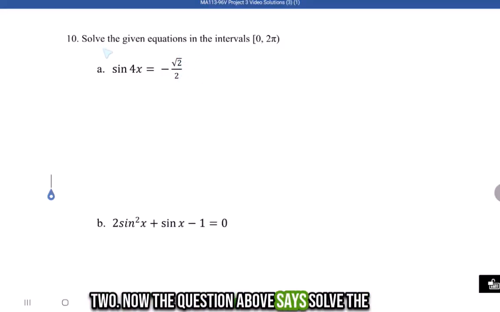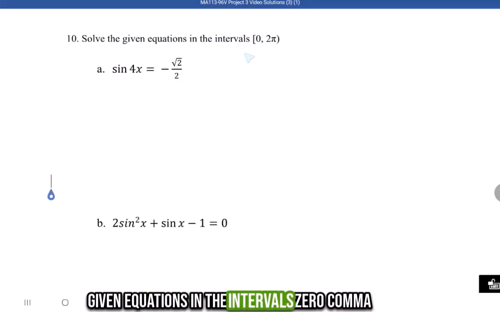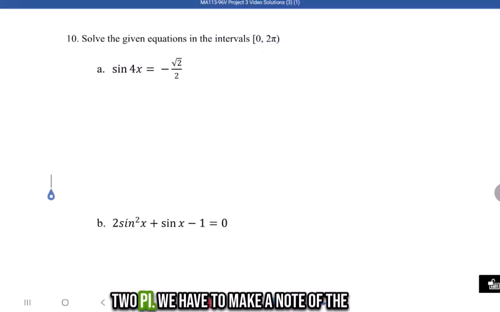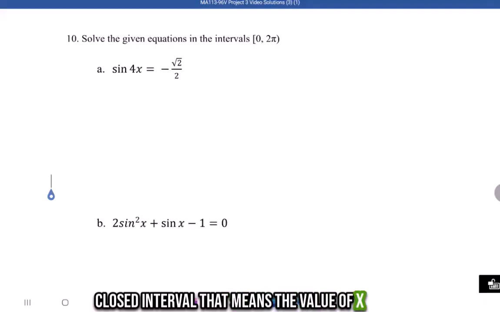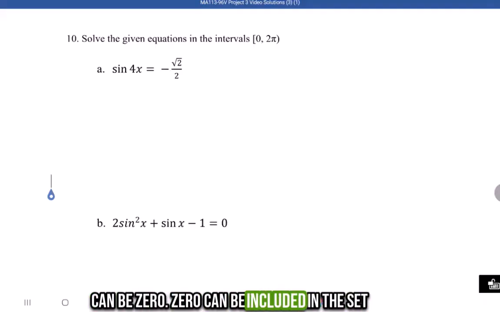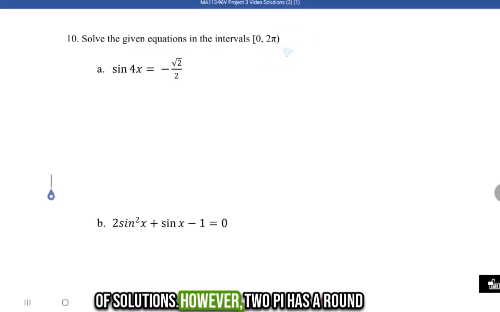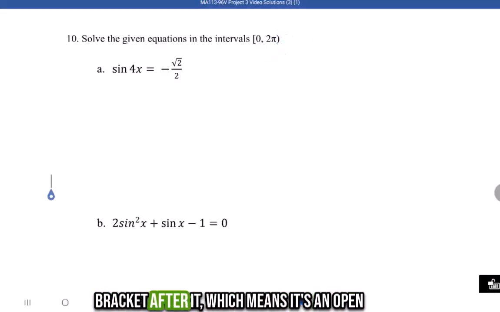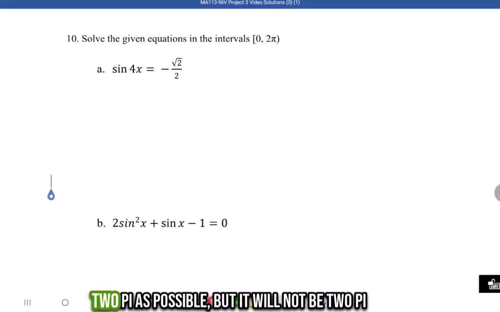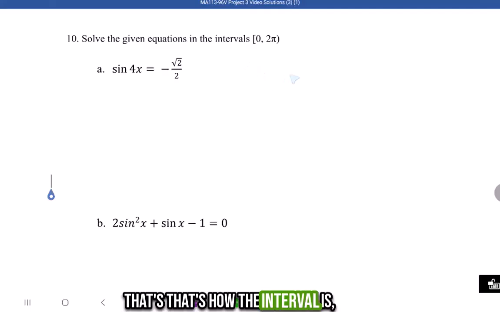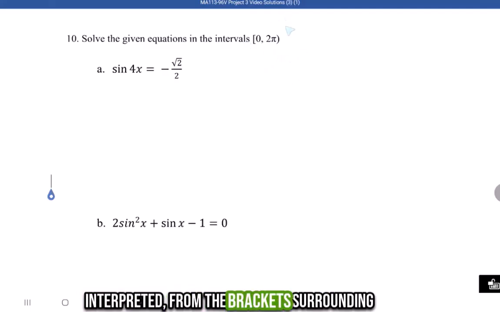Now the question above says solve the given equations in the interval [0, 2 pi). We have to make a note of the brackets around this interval. 0 is a closed interval, which means the value of x can be 0. 0 can be included in the set of solutions. However, 2 pi has a round bracket after it, which means it's an open interval. 2 pi should not be included in the set of solutions. You can get as close to 2 pi as possible, but it will not be 2 pi. That's how the interval is interpreted from the brackets surrounding it.